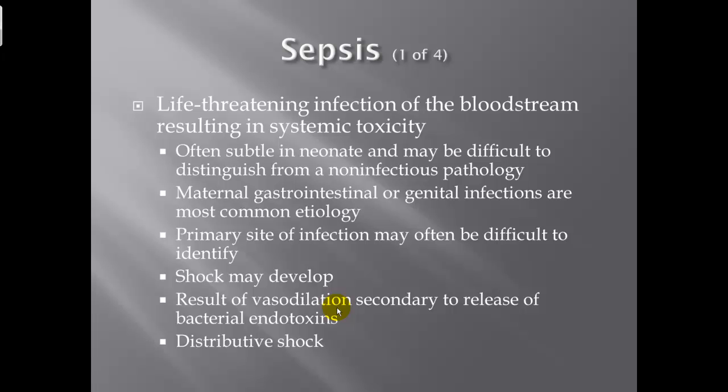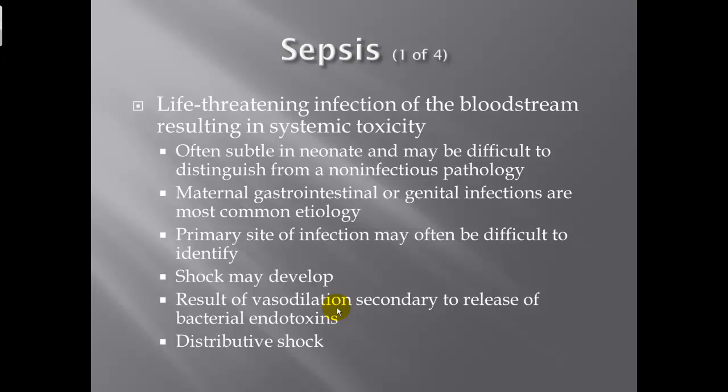Sepsis: life-threatening infection in the bloodstream resulting in systemic toxicity. Often subtle in neonates and may be difficult to distinguish from a non-infectious pathology. Maternal gastrointestinal or genital infections are the most common etiology. Primary site of infection may often be difficult to identify. Shock may develop, resulting in vasodilation secondary to the release of bacterial endotoxins.